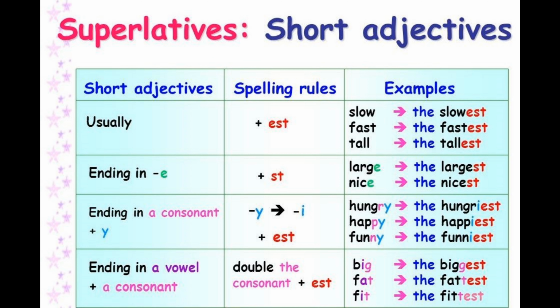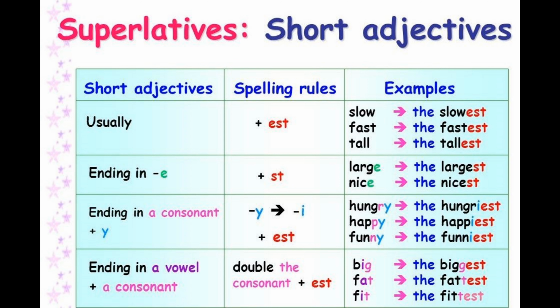So the form will be what? Adjective plus est, but we have to put the before the adjective. Like when I say tall, it will be the tallest. We use the and add est to the adjective. The tallest. Small, the smallest. Did you understand this point? Let's move to the next.